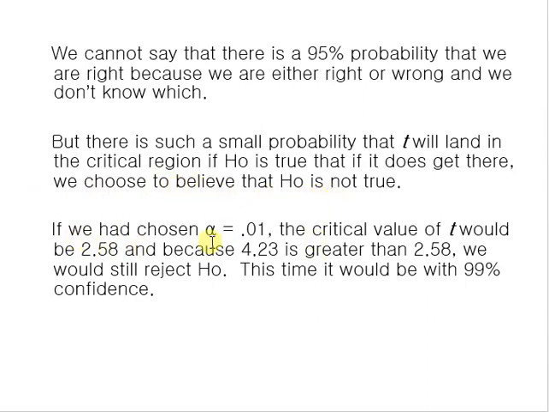If we had chosen alpha 0.01, the critical value of t would be 2.58, and because 4.23 is greater than 2.58, we would still reject the null. This time it would be with 99% confidence.